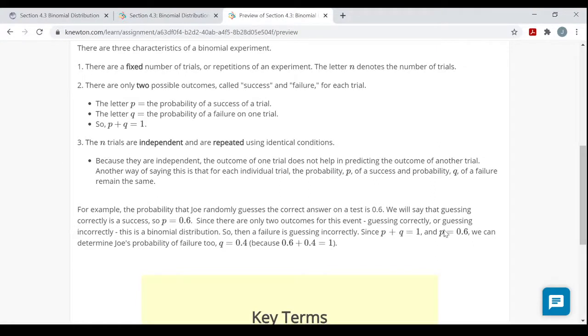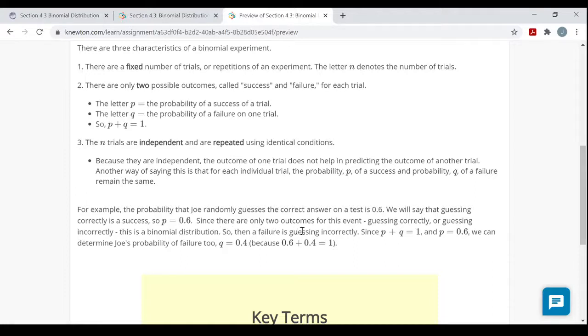All right, so they give an example here. For example, the probability that Joe randomly guesses the correct answer on a test is 0.6. Each question is a new trial. And the probability that Joe guesses correctly on each question is 60%. That's like the value of p. So we will say that guessing correctly is a success. So p, the probability of a success on each trial, on each question, is 0.6.